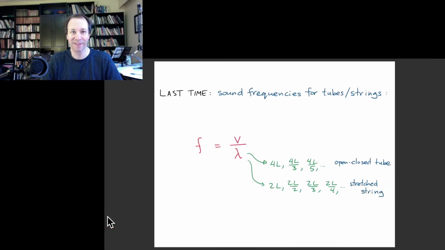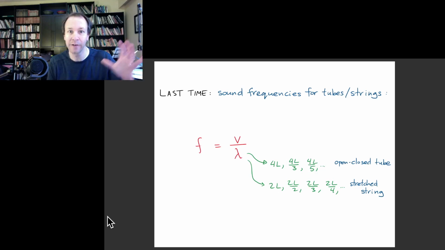So welcome back to Physics of Music. Last time we were talking about basically predicting frequencies for stretch-stringed instruments and for instruments based on vibrations of air inside a tube.